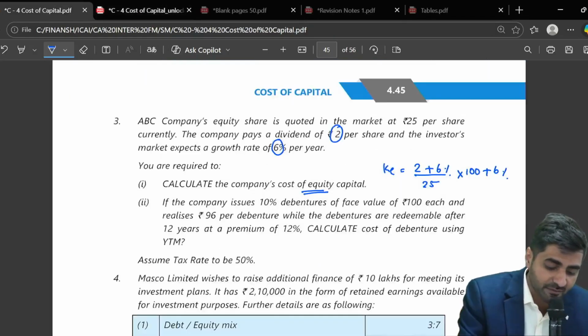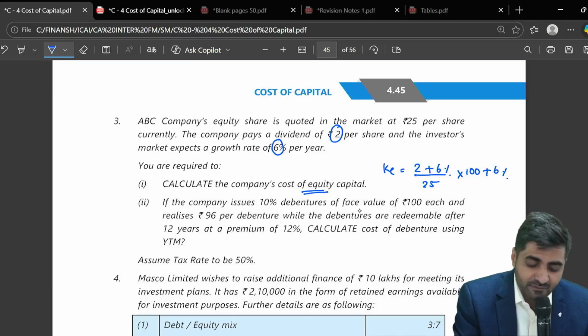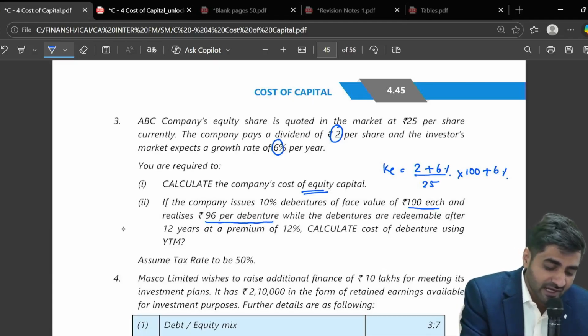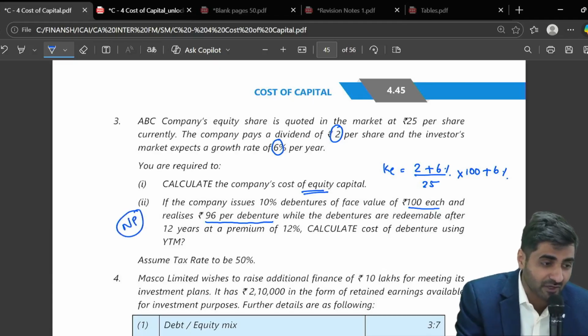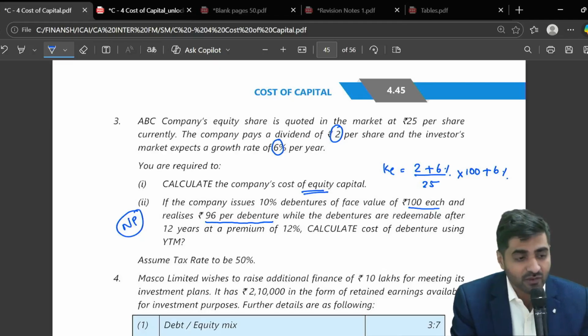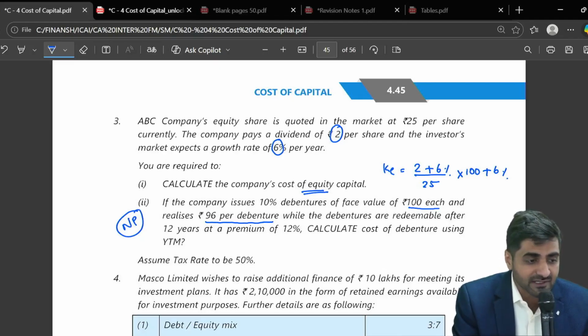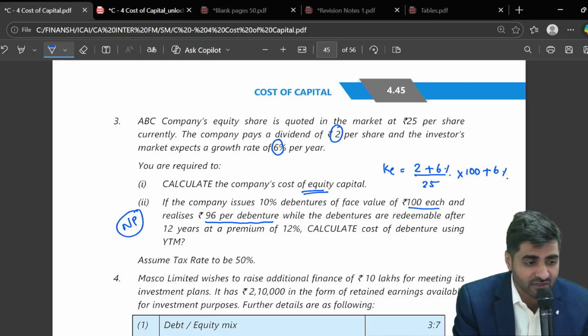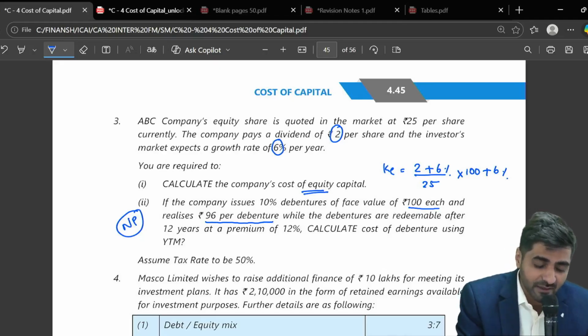Very easy. Second part. If the company issues 10% debentures of the face value rupees 100 and realizes rupees 96 per debenture, can I say realizes rupees 96 per debenture is nothing but your net proceeds? This is the amount which you are realizing, while the debentures are redeemable after 12 years. So what's the life of the debentures, everyone? 12 years. So is this going to be your redeemable debentures bigger formula? Yes, sir. And they are redeemable at a premium of 12%.